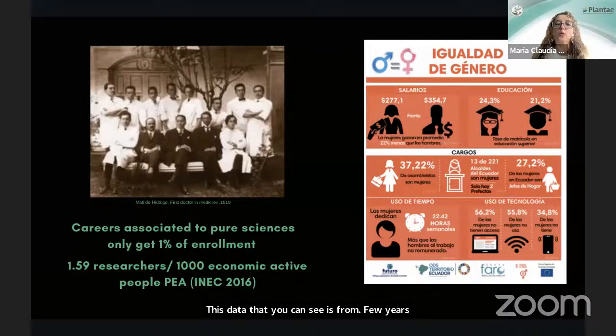And also in Ecuador, we have really few researchers per 1,000 people in this case. And also we have different data about gender equality that obviously is not so good in Ecuador. We have a lot to work on, and also we have a really hard problem of gender violence if we compare with other countries in South America.